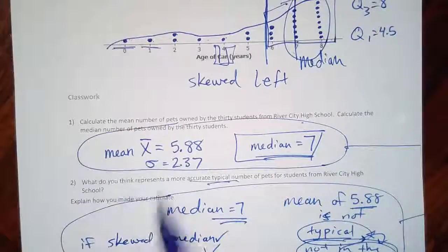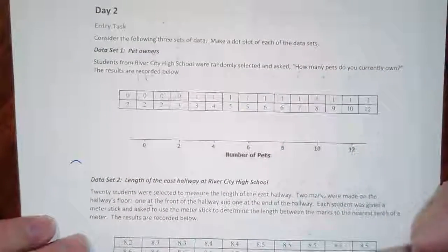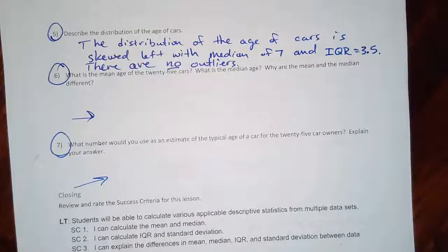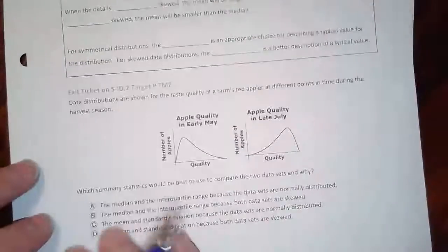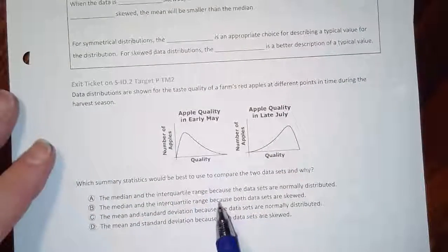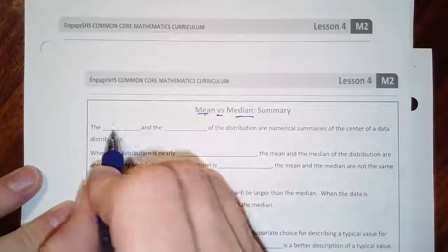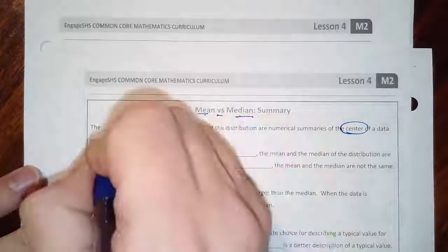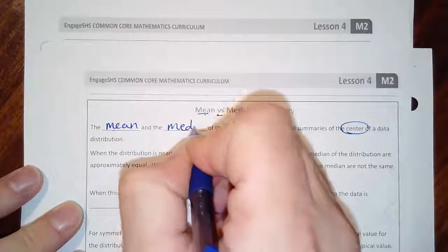Oh hey, let's fill this one. Mean versus median. Why would we do one over the other? The mean and the median of the distribution are numerical summaries of the center of the distribution. When the distribution is nearly symmetric, the mean and median of the distribution are approximately equal. When the distribution is skewed, the mean and the median are not the same. Not even close, they're really not close.